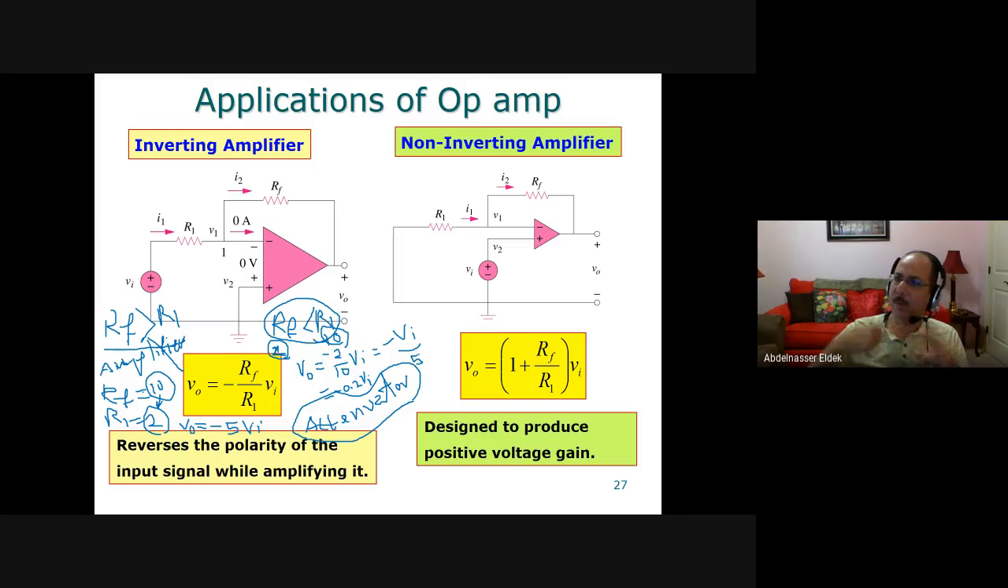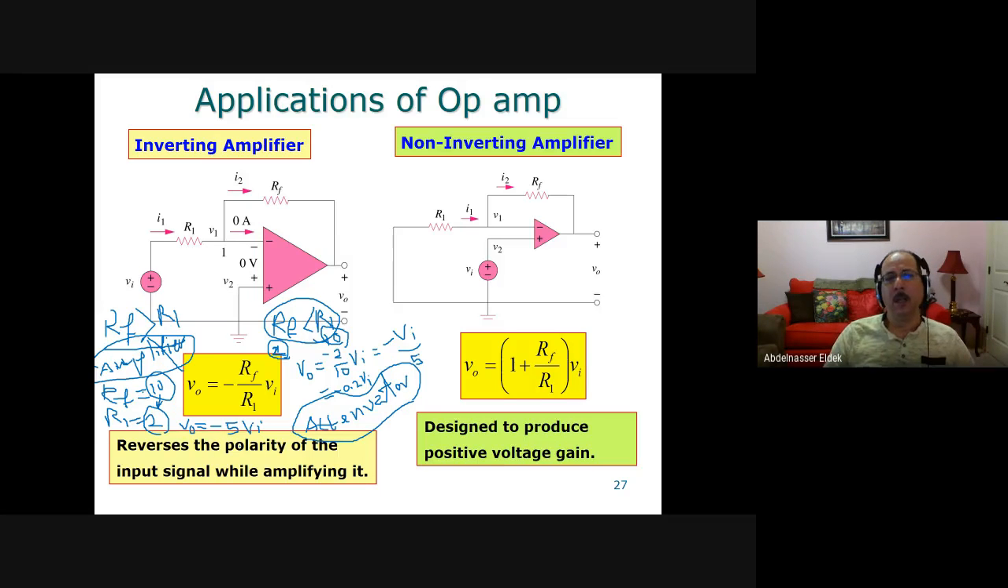But if it is the opposite, like here, RF equal 10 and R1 equal 2, this means that you multiply the input by 5. That's why you call it an amplifier. So here you have two applications: one is amplifier and one is attenuator, by the same circuit. You don't have to change anything. All you have to do is select the values for RF and R1.